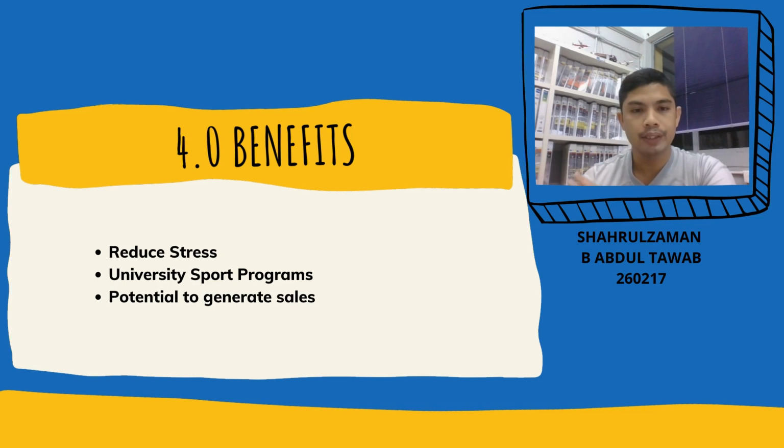So, creating a positive environment is very important as we aim to create an intellectually, spiritually, emotionally, and physically balanced person. Number 2 is university sport program.